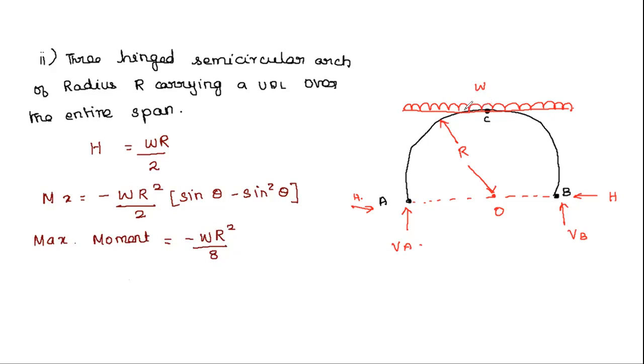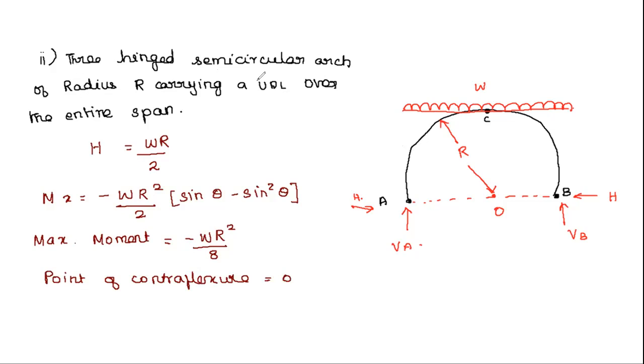We know that the bending moment above the crown is 0. And in this kind of arch, there won't be any point of contraflexure. Contraflexure is nothing but where the bending moment changes its sign from positive to negative or negative to positive. So the point of contraflexure is 0.